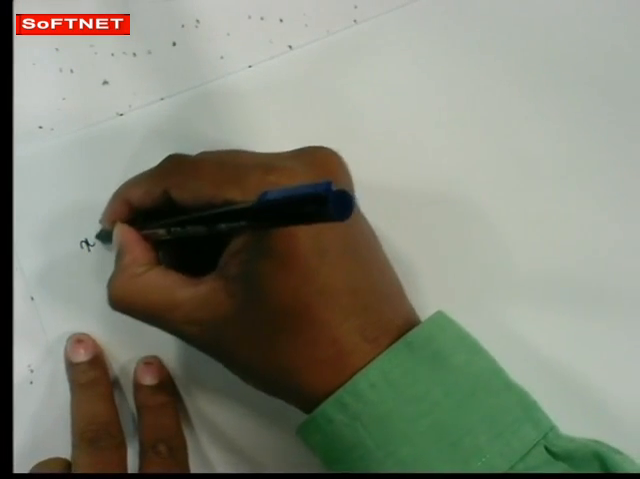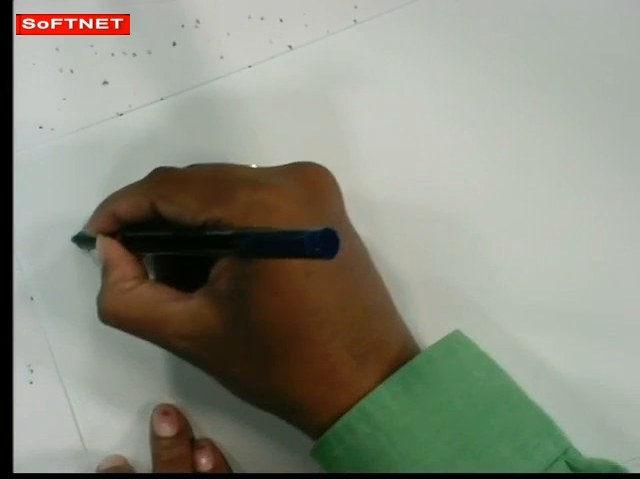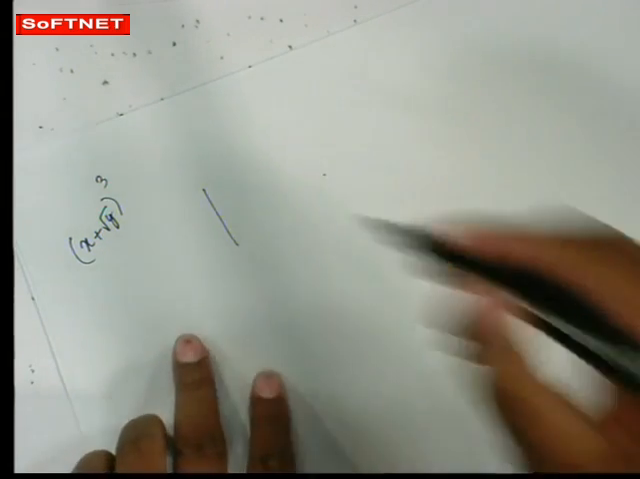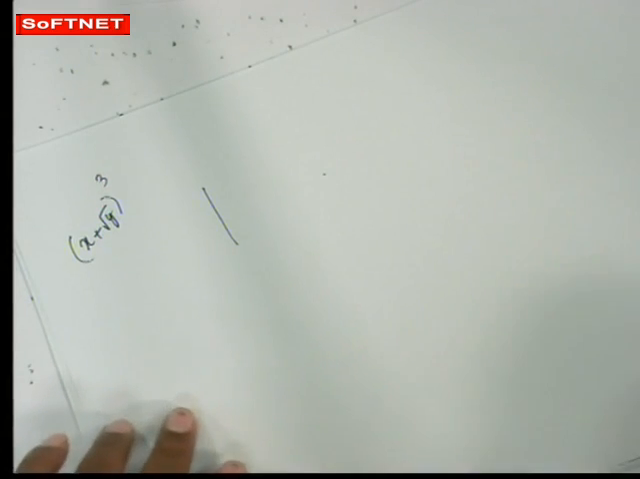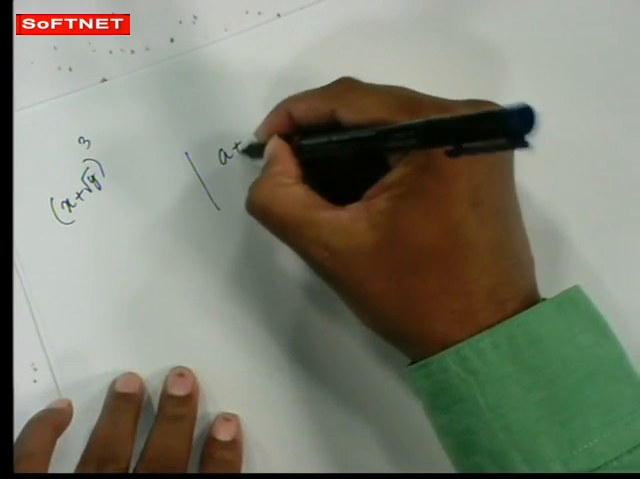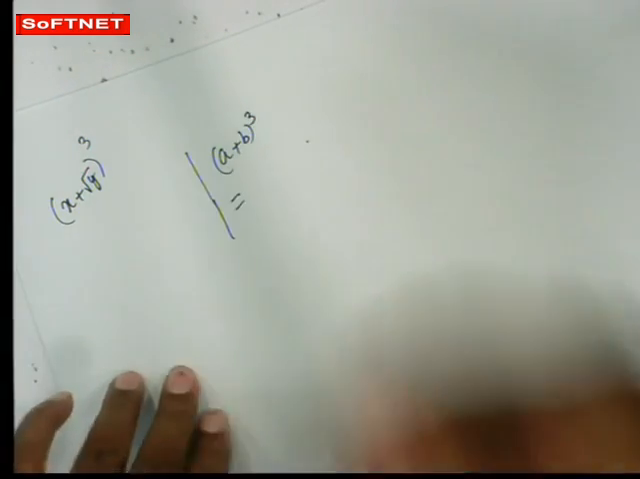x plus root y, you take it. Just find the cube of this one. So we have the formula (a plus b) whole cube. What is (a plus b) whole cube?